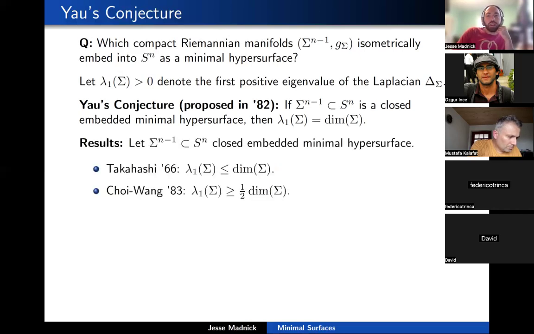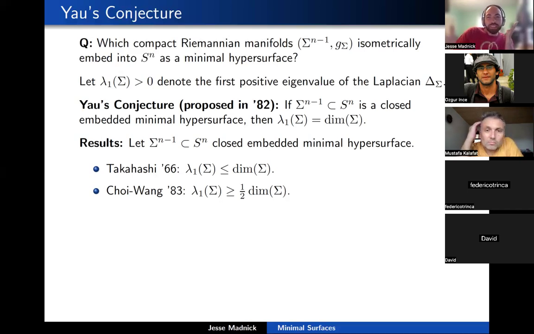Okay, so there are several results in this direction. I'm not going to give a complete history, I just want to mention some evidence. Takahashi showed prior to the conjecture that in fact the first eigenvalue is at most the dimension. And then Choi and Wang, right after this conjecture was posed, showed that the first eigenvalue is at least 1/2 times the dimension of sigma. So it's pretty close.